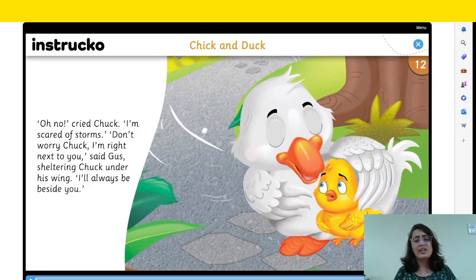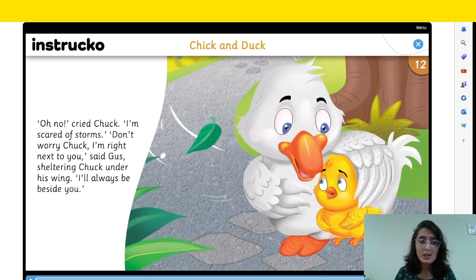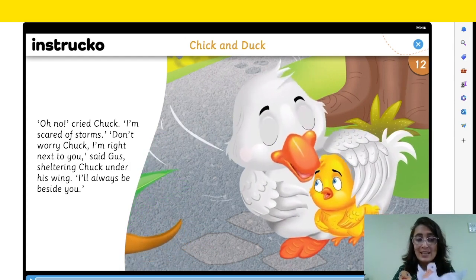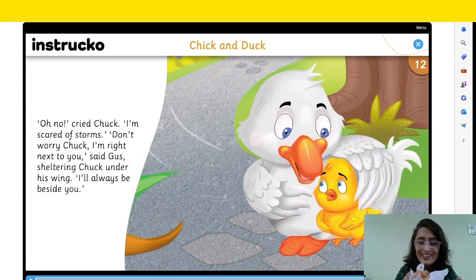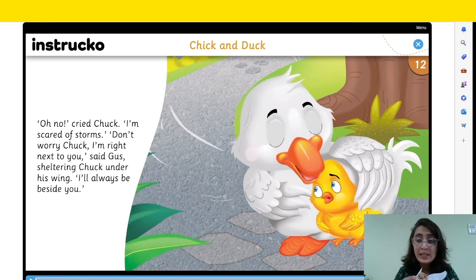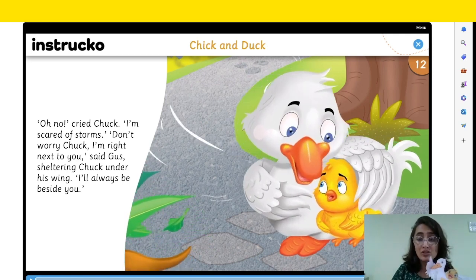"Oh no," cried Chuck, "I'm scared of storms." "Don't worry, Chuck, I am right next to you," said Gus, sheltering Chuck under his wings. "I will always be beside you." See, here Gus is being such a good friend.